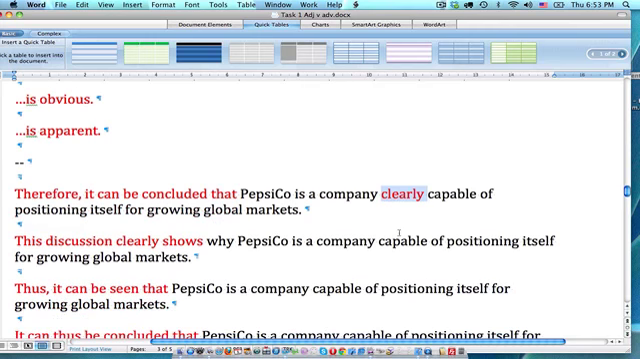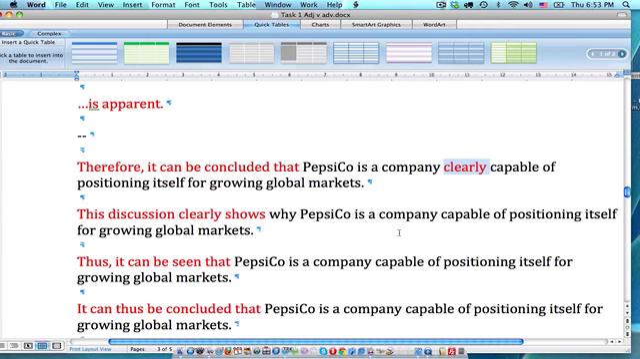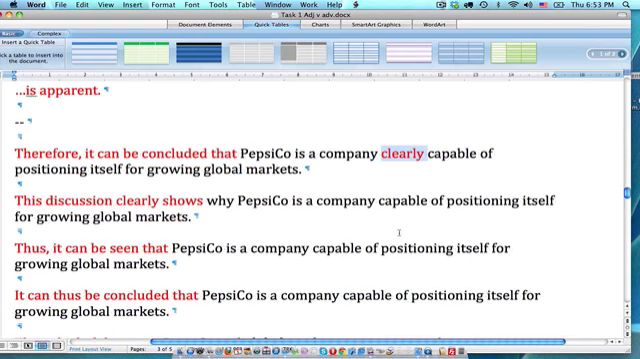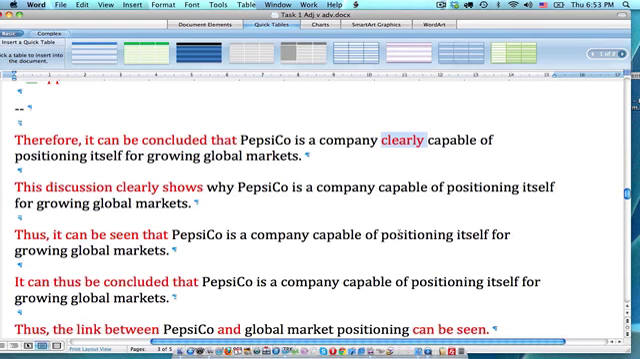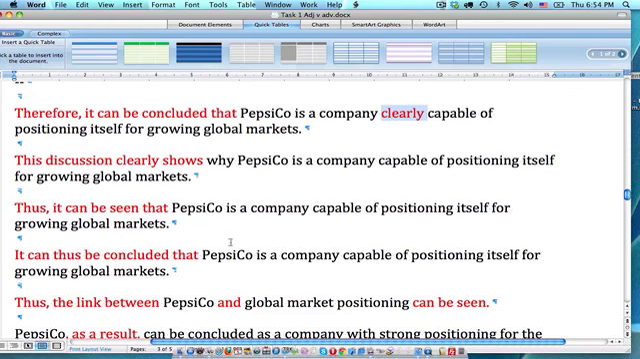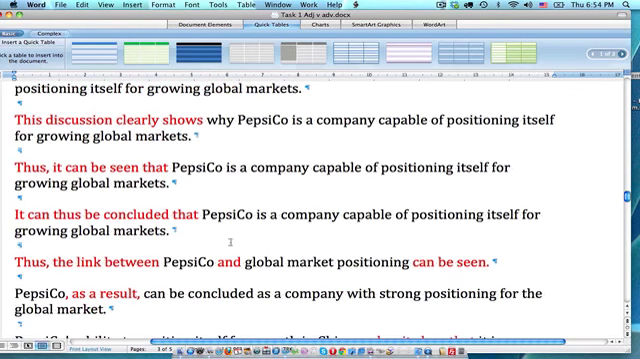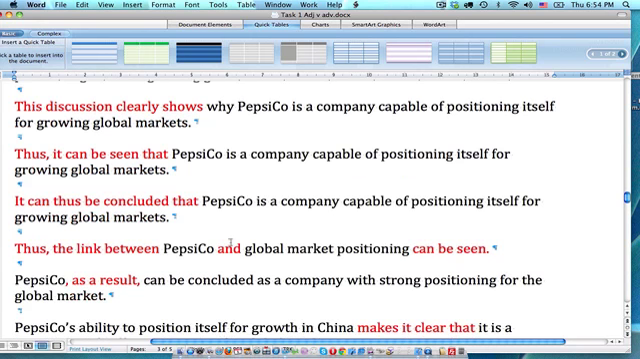This discussion clearly shows why PepsiCo is a company capable of positioning itself for growing global markets. Thus, it can be seen that, and please note the comma, PepsiCo is a company capable of positioning itself for growing global markets. It can thus be concluded that PepsiCo is a company capable of positioning itself for growing global markets. Thus, comma, the link between something and something can be seen.